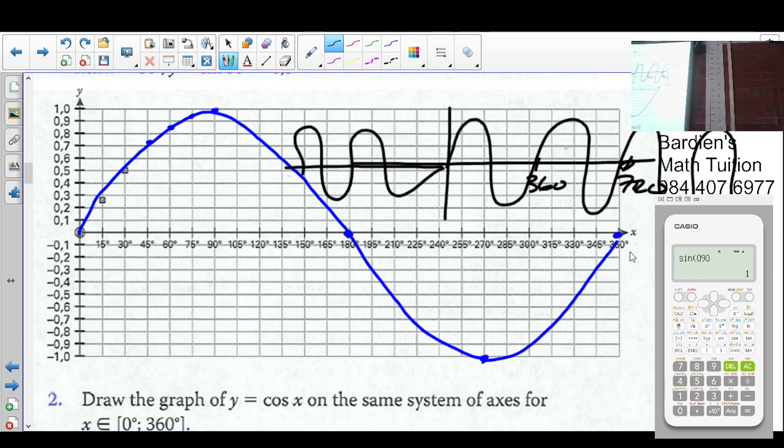Okay, so for you guys, we are drawing the graph specifically from 0 to 360. In your exam, the same thing. We are only drawing from 0 to 360. But more about that in grade 11.